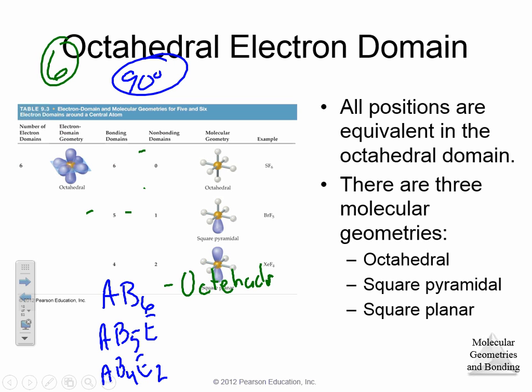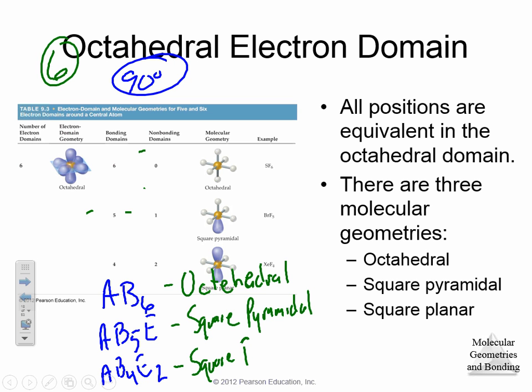AB6 is octahedral, AB5E is square pyramidal, and AB4E2 is square planar.